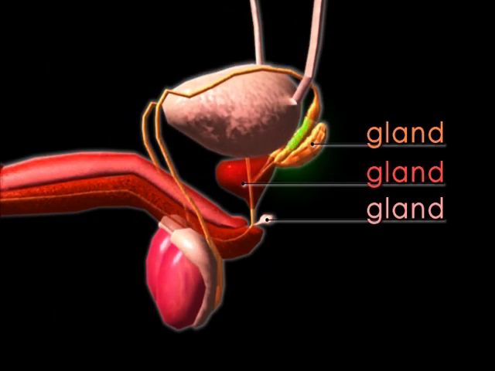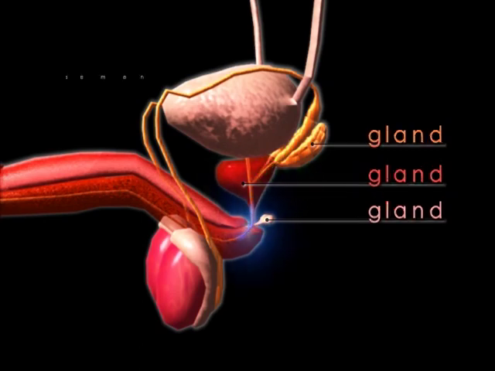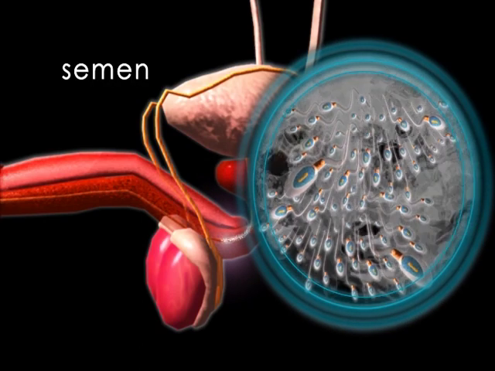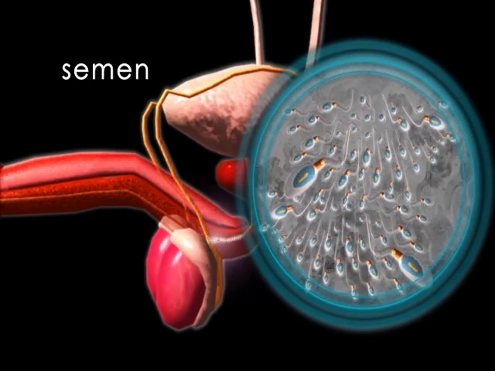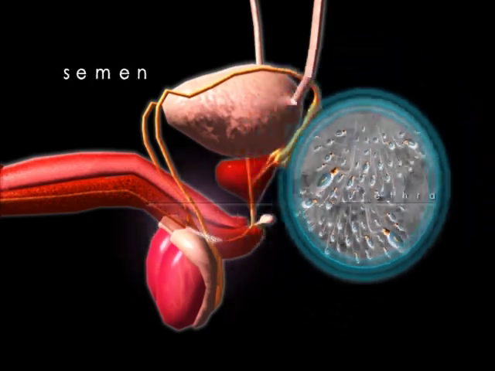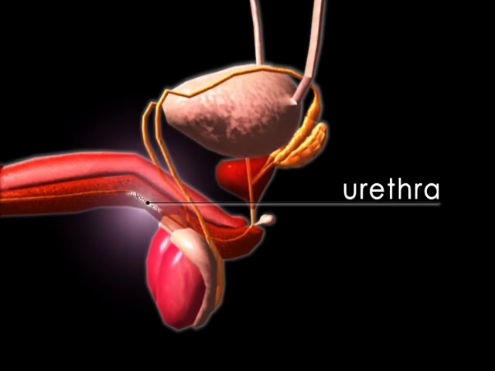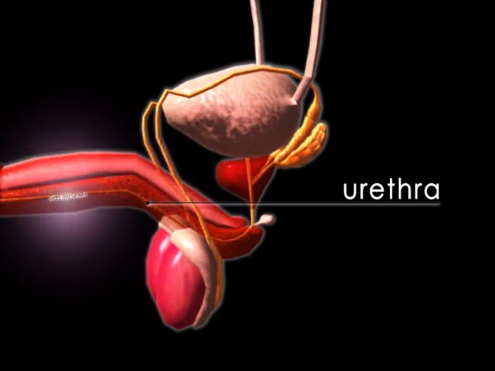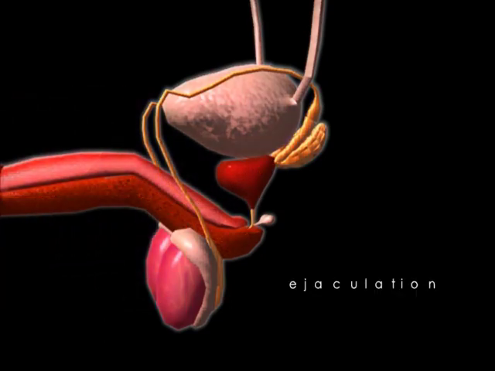Secretions from several glands are added along the way. Together, the secretions and sperm are called semen. Semen is pushed from the sperm ducts and into the urethra, which runs out of the body through the penis. The release of semen from the body is called ejaculation.